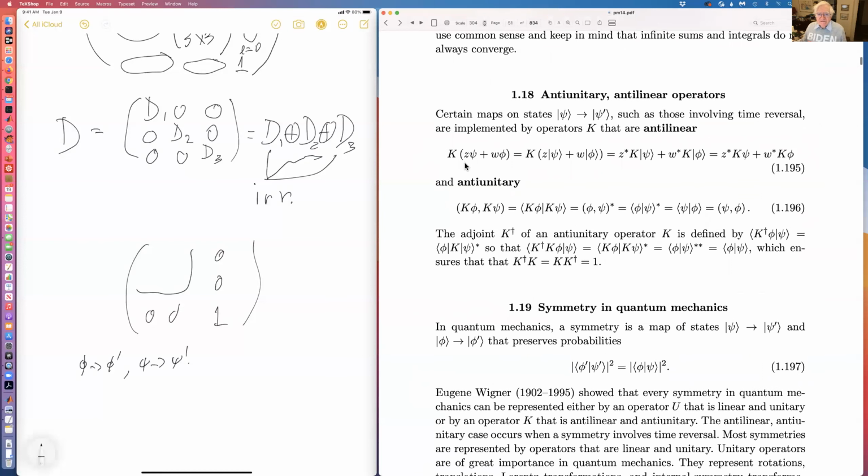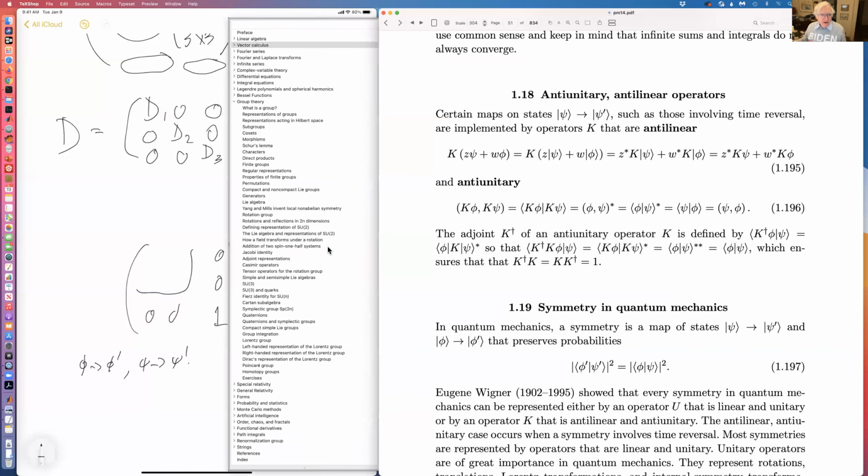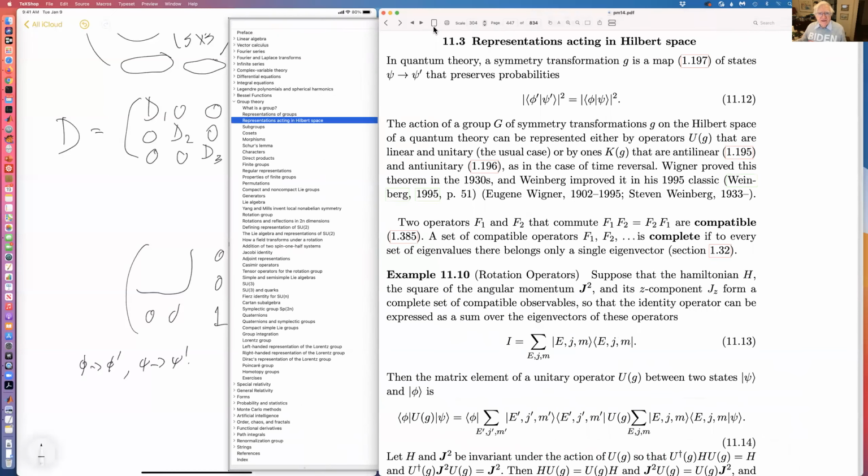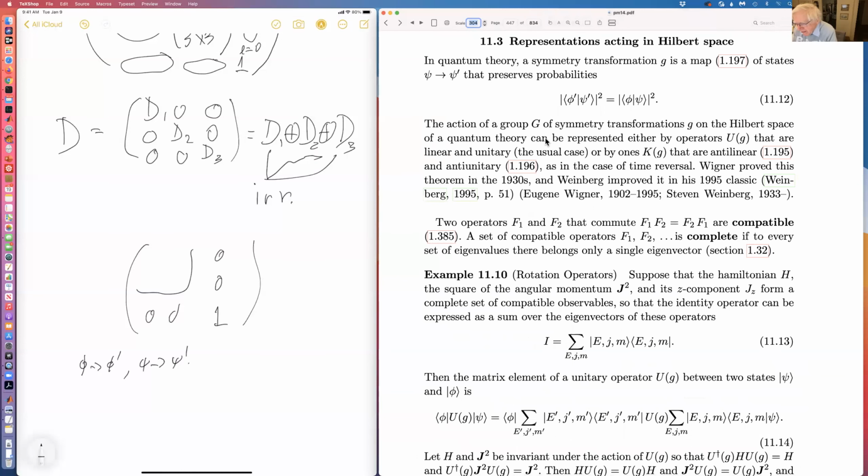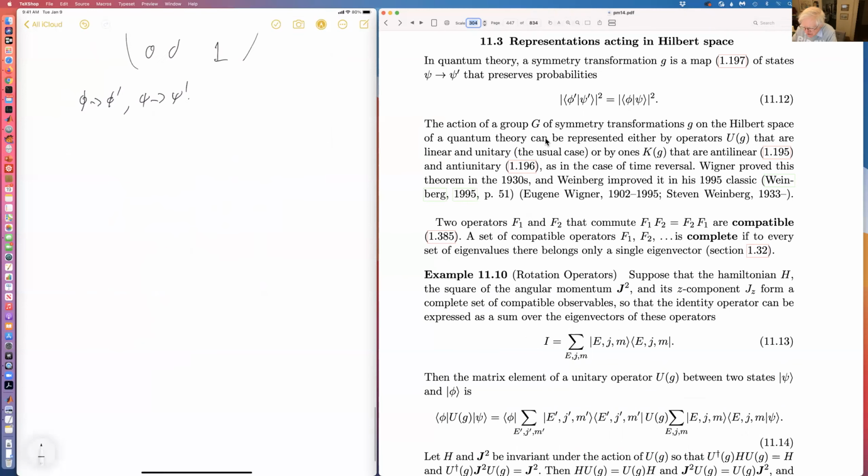If you have an antilinear transformation on these states, you get a complex conjugation and then K acting on the state. And anti-unitary means that the inner product of K on one state and K on the other state is the complex conjugate of the inner product of phi with psi. So there's a lot of complex conjugation going on when you have anti-unitary operators. As far as I know, I have not seen anti-unitary, antilinear operators used for anything except time reversal.